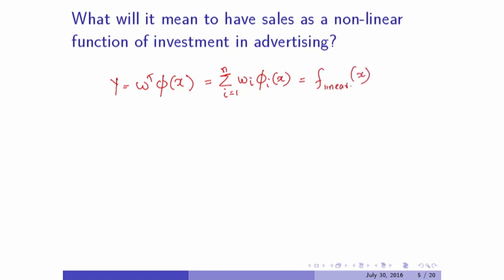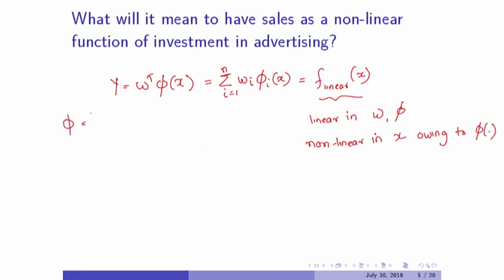So my linear regression is linear in the w's and linear in the phi, but not necessarily linear in the x. And the non-linearity is courtesy the phi. So my phi is a vector, and so is my w.